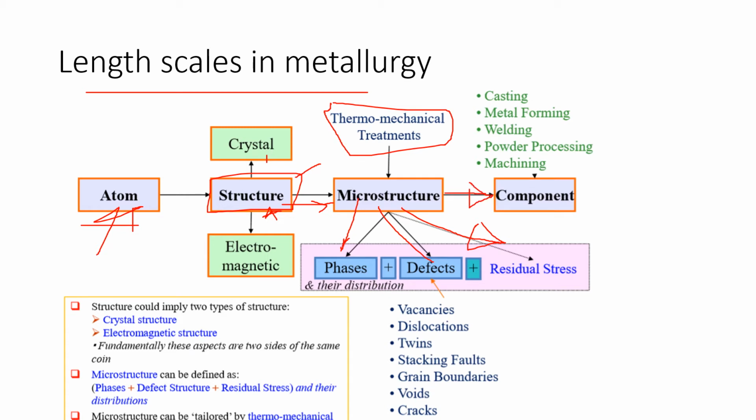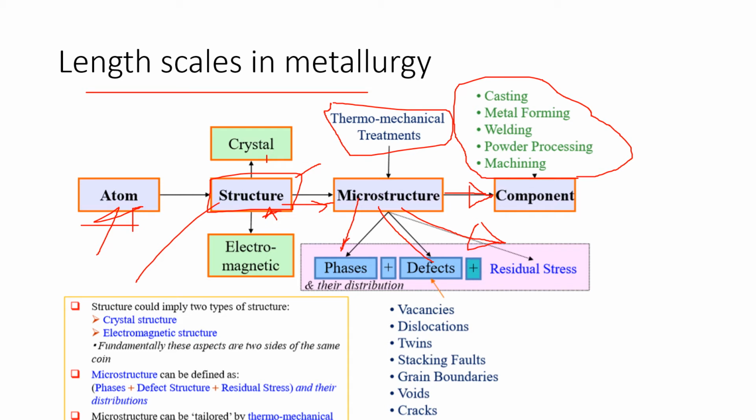For this, we can get the component, the main constituent, or the components is formed. The formation of the component is from several procedures like casting, metal forming, welding, powder processing, or machining. Structure could imply two types of structure: crystal structure, and electromagnetic structure.